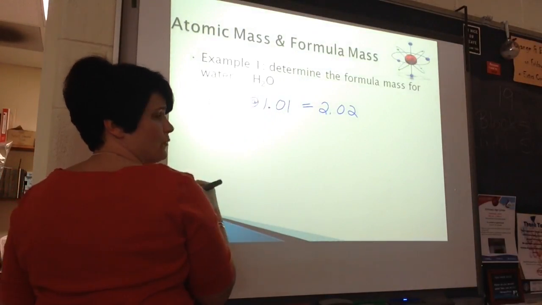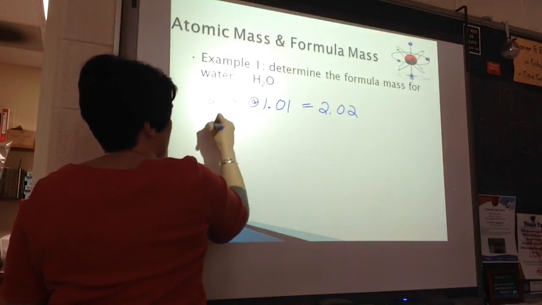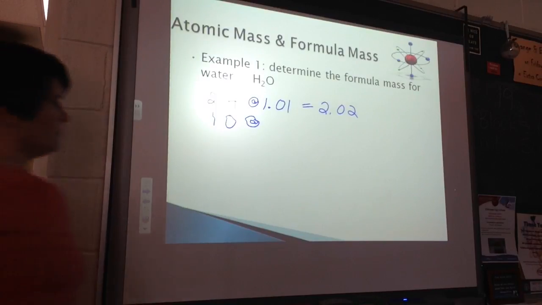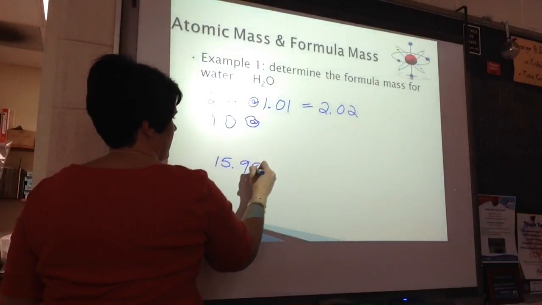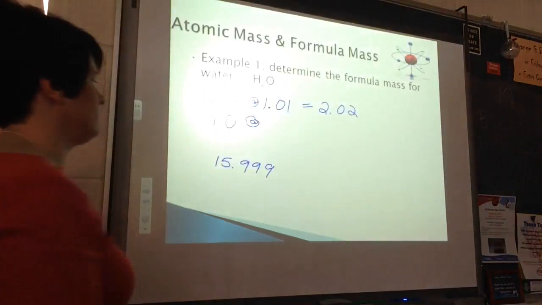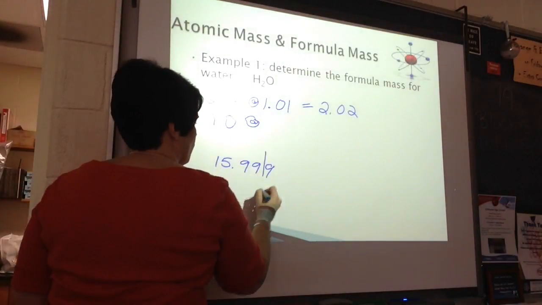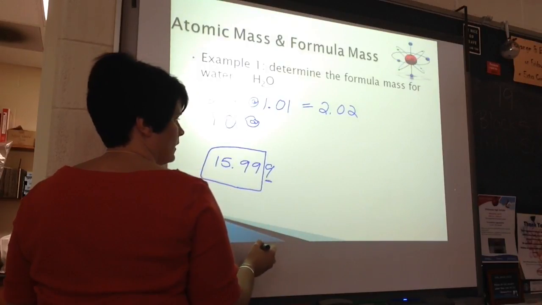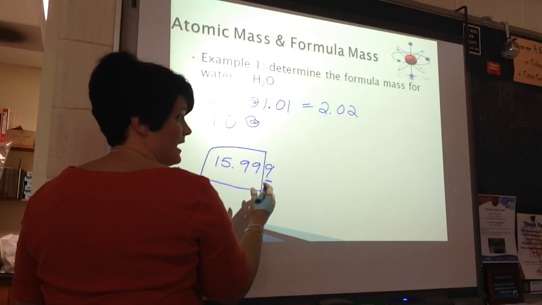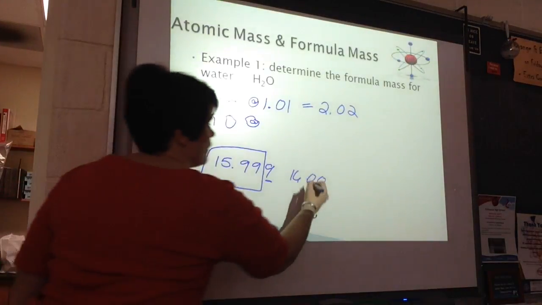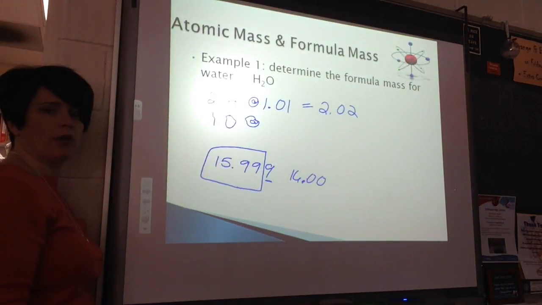Alright? How many oxygens do we have in here, Joe? 1 oxygen. We go to the periodic table, we find oxygen. 15.999. We want to take it down to here. This 9 turns it to 16.00. Do you follow? Those of you that have rounding trouble, listen to my words and look at the board.